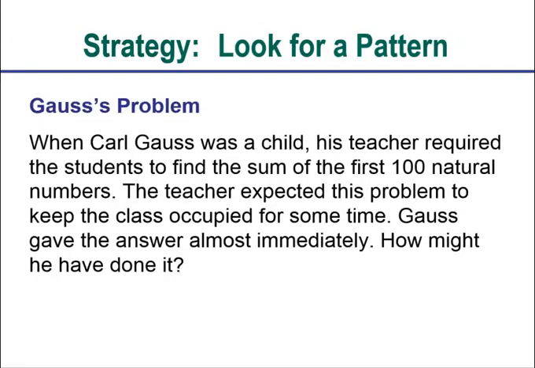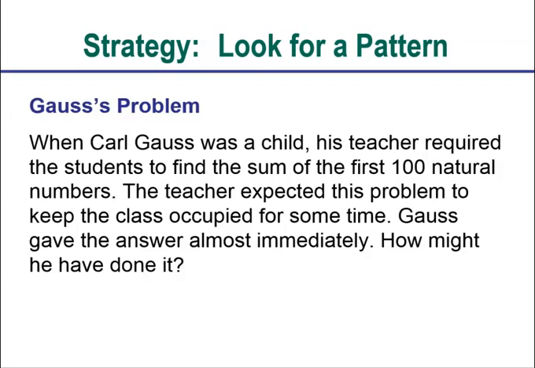The first problem we want to take a look at is called Gauss's problem. And Gauss was a very prolific mathematician. It says, when Carl Gauss was a child, his teacher required the students to find the sum of the first 100 natural numbers. The teacher expected this problem to keep the class occupied for some time. Gauss gave the answer almost immediately. How might he have done it?